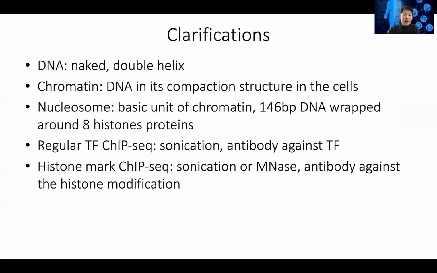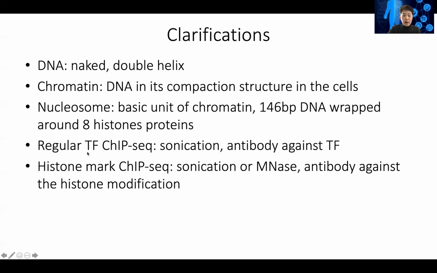And so there are some clarifications. When we talk about DNA, it's really the naked DNA double helix without any higher structure. But when we talk about chromatin, it means DNA in its compaction structure in the cell, including nucleosomes, including the higher order compaction, and also the other modifications. The nucleosome is the basic unit of the chromatin. It's 146 base pair DNA wrapped 2 rounds around 8 histone proteins.